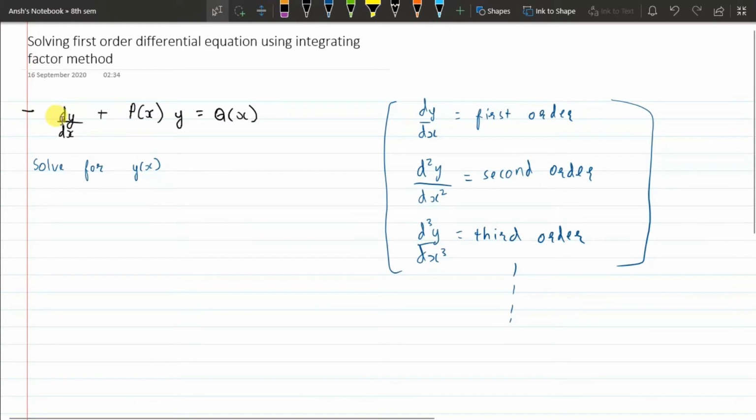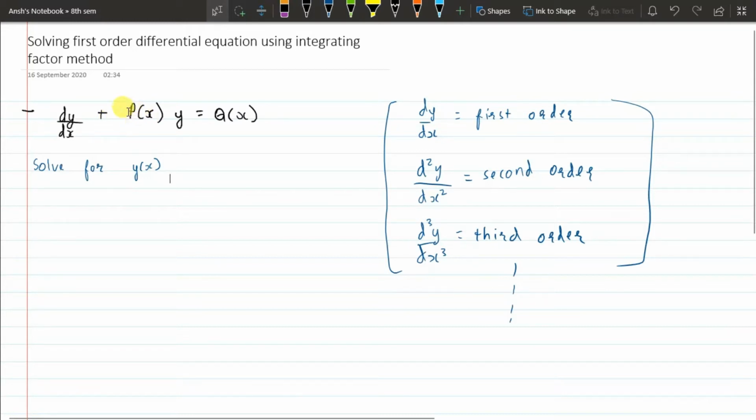So in the general form, you have a first order derivative, which tells you that this is a first order differential equation. If you had a d square y over dx square, it would be a second order differential equation. If you had a d cube y over dx cube, that would be a third order differential equation, and so on and so forth. But since the highest derivative in this equation is a single derivative of y, we call this a first order differential equation.